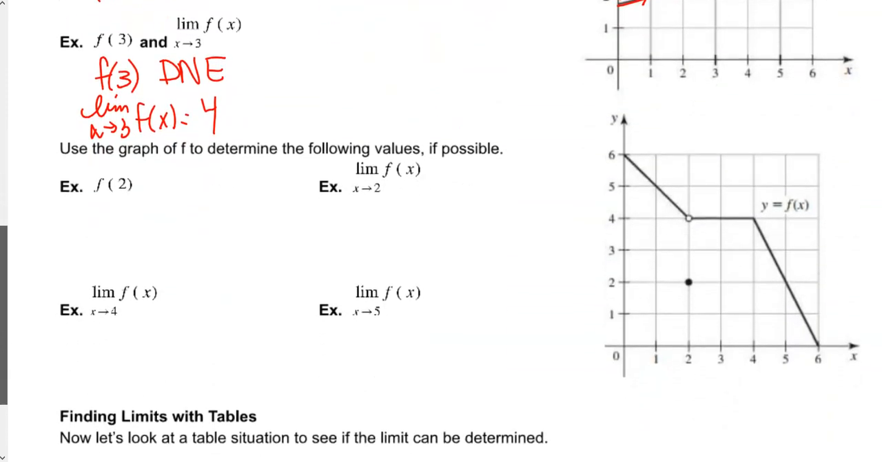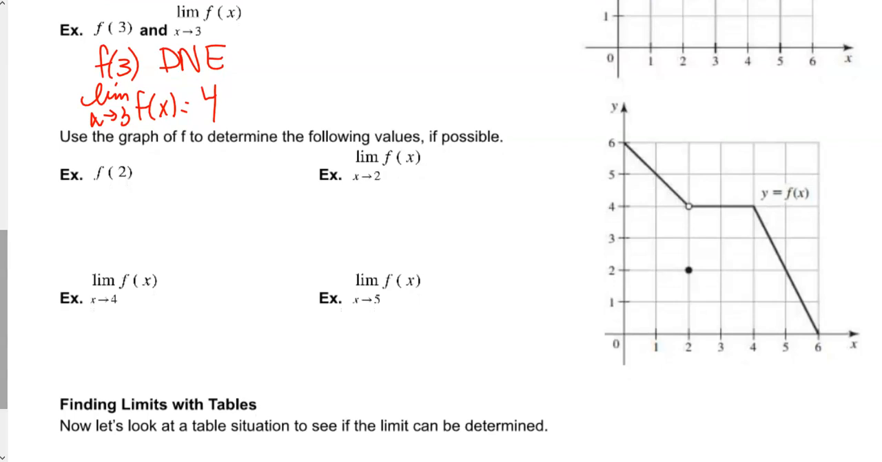Okay, so let's change our graph and let's try these limits. Using the graph of f, determine the following values if possible. If I want to know what is f of 2, where's that solid dot on that function? Bam, there's a solid dot. So this is equal to 2.